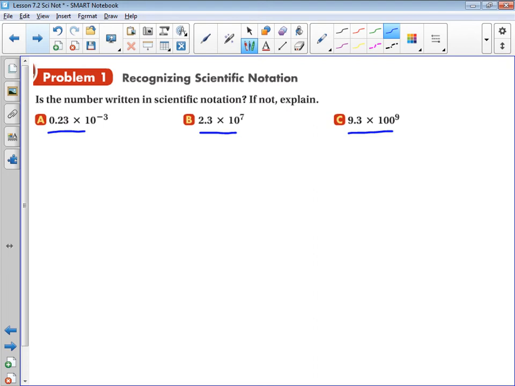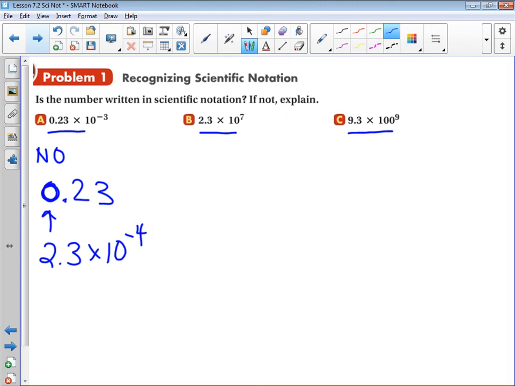And look at the first one. Is the first number written in scientific notation? The answer is no. One thing I didn't mention, the first digit has to be something other than 0. So this first one is not in scientific notation because the first digit has to be something other than 0. If this were written like this, then it would be in scientific notation.